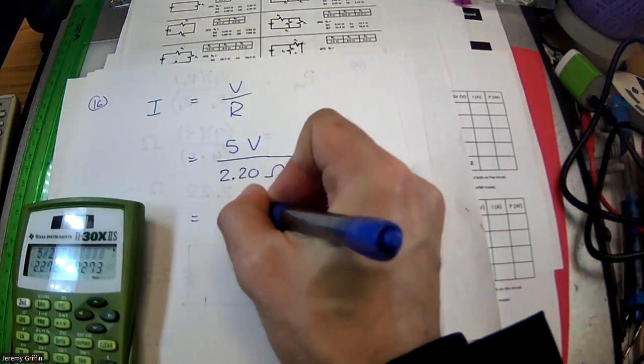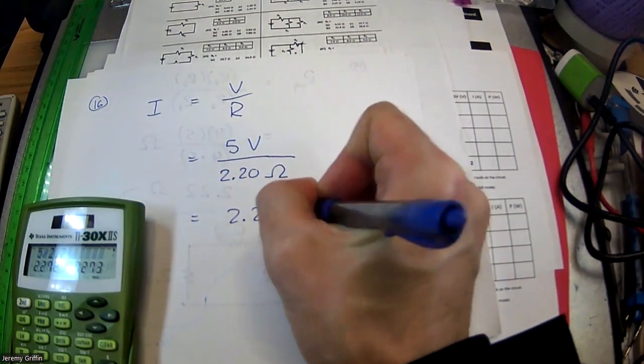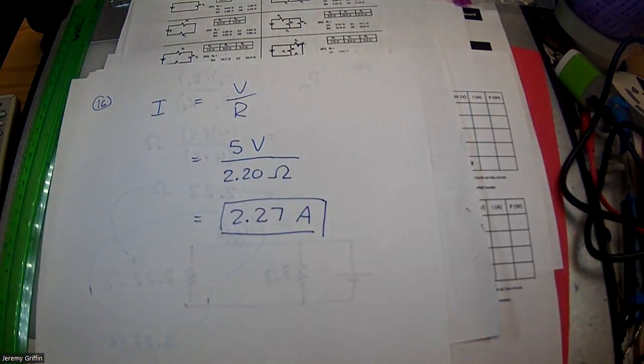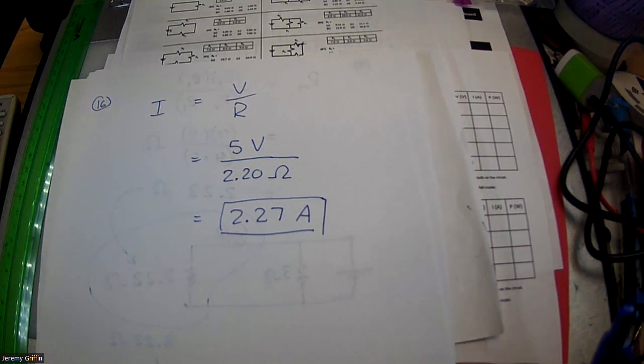Looking at this many amps. How many amps? You guys got that? Okay. Now remember, amps, like current, is analogous to flow rate or traffic.